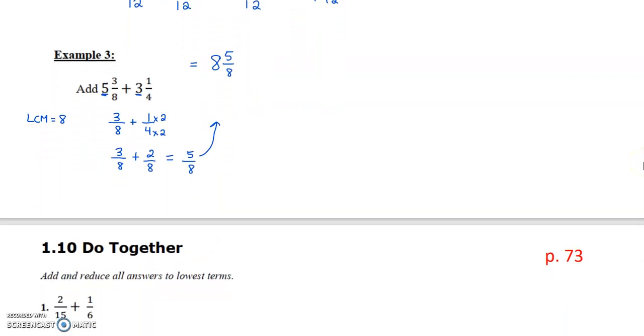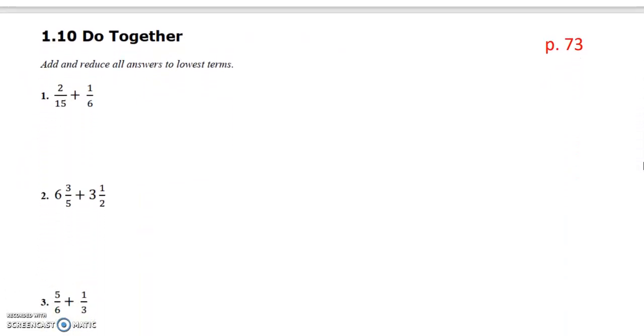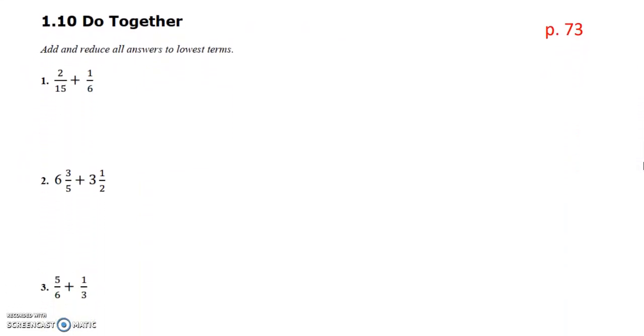So now we're going to go ahead and do a few more together. Exercise 1.10, do together, on page 73. So we're going to add and reduce all of our answers to lowest terms. So for number 1, we're looking at 15 and 6, asking ourselves what's the lowest common multiple. You may be multiplying in your head, making a list, but I'm going to look at 15 times 2 is 30, and 6 does make 30, so my lowest common multiple is 30.